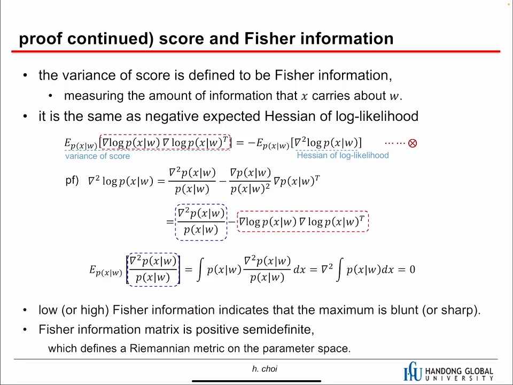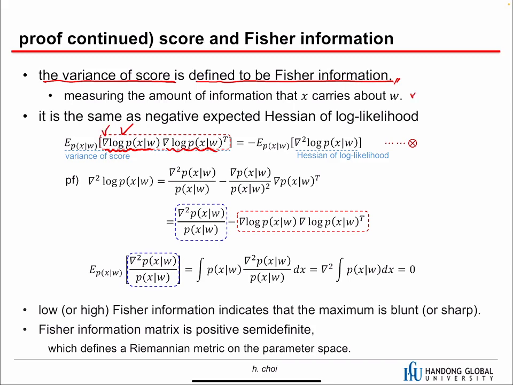Now we want to talk about the score function and the Fisher information. So we will see the relationship between these two. Okay, the variance of the score is defined to be the Fisher information. So if you look at this one, it is the variance of the score. This one is the derivative of log probability, and this one is another derivative of log probability. And this is actually measuring the amount of information that x carries about w.